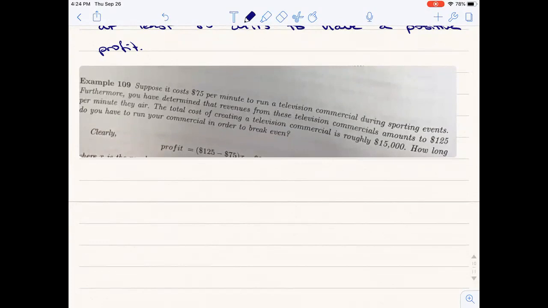Okay. And so they say total cost, but they actually mean fixed costs. And that's just kind of implied because we've got the variable cost of $75 per minute. And so here, this guy is actually referring to the fixed costs, right, the total costs. And it's more a matter of context, right? What do we know? What do we not know?